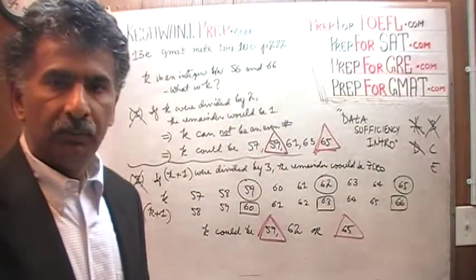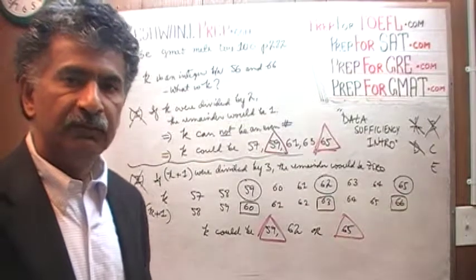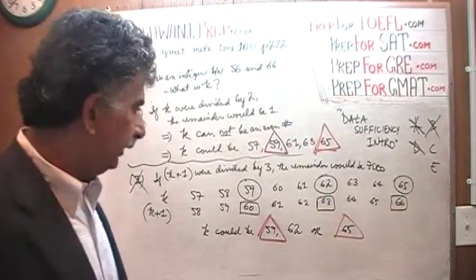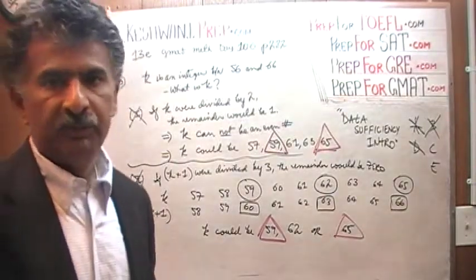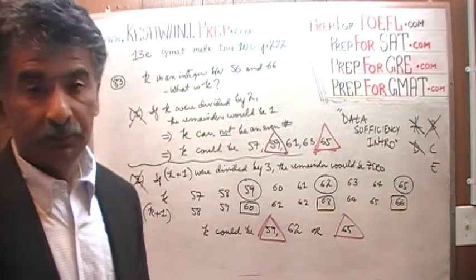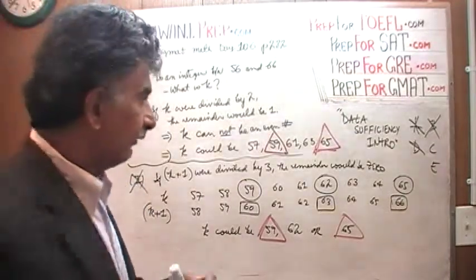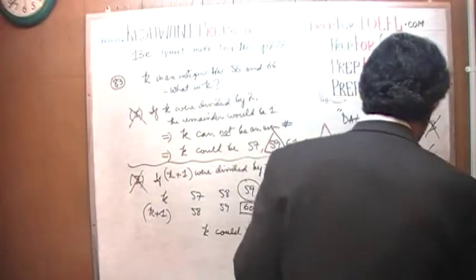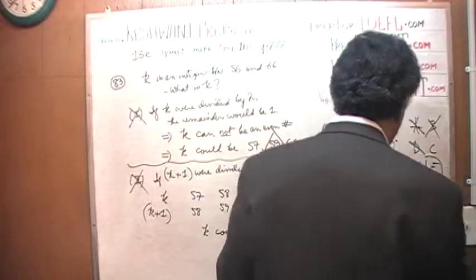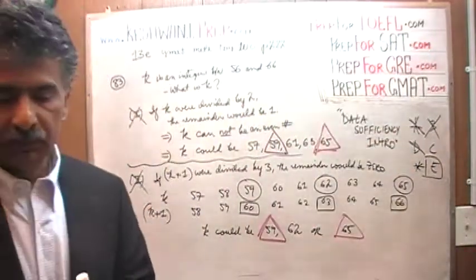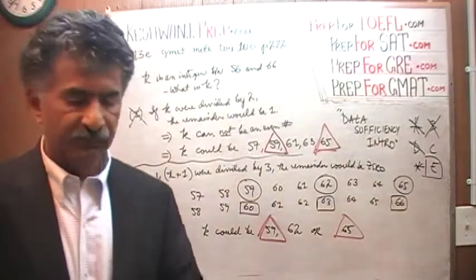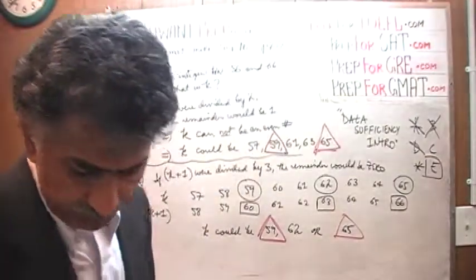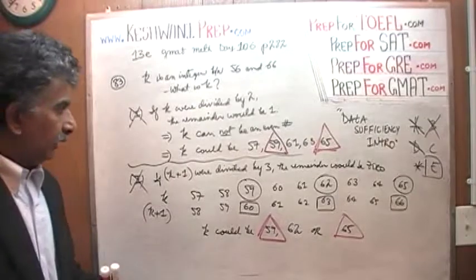So now, putting the two statements together, we still don't know what k is. K could be 59 or it could be 65. So which one is it? We do not know. Therefore, the answer, unfortunately, is E. Putting the two statements together gets us nowhere. That's it. We are done with this one. Let's do the next one.